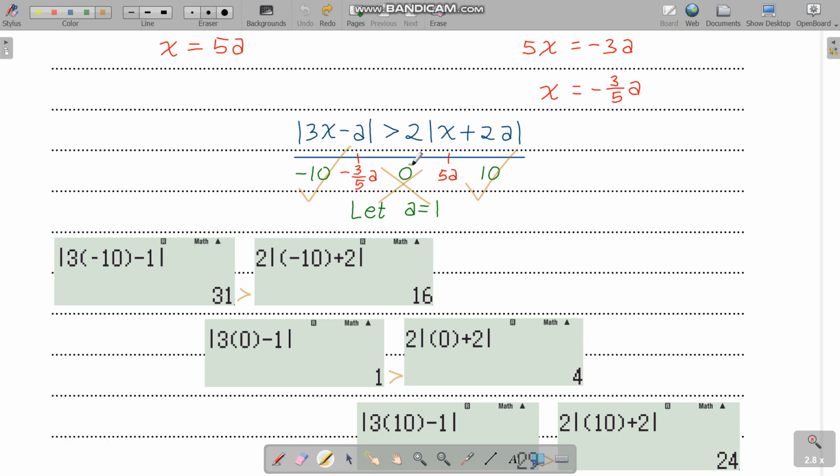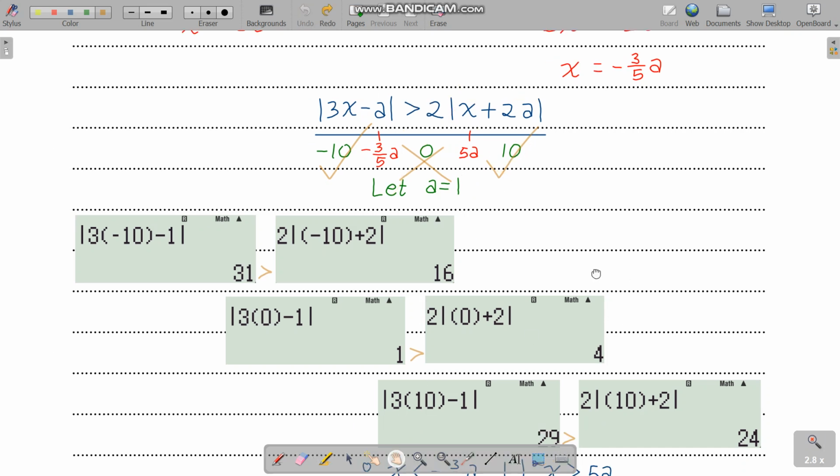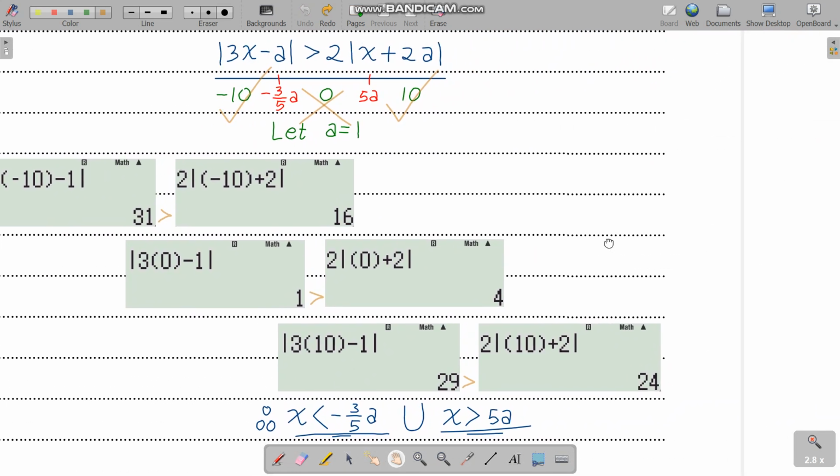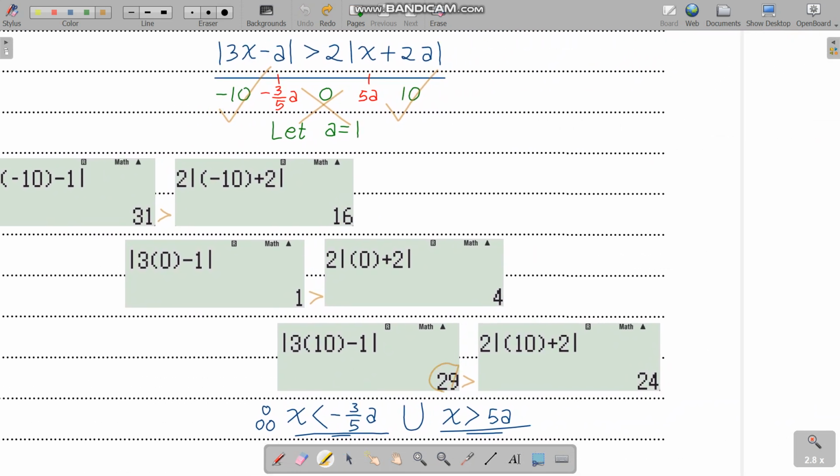For the middle interval, we plug in 0, so we replace the x with 0, use a calculator. We will get something smaller on the left, which means 1 is not bigger than 4, which means we cannot use the middle interval. On the right, we again plug in 10. After we plug in 10, we see that we have 29, which is greater than 24, which means it satisfies the inequality. So we use the right interval as well.